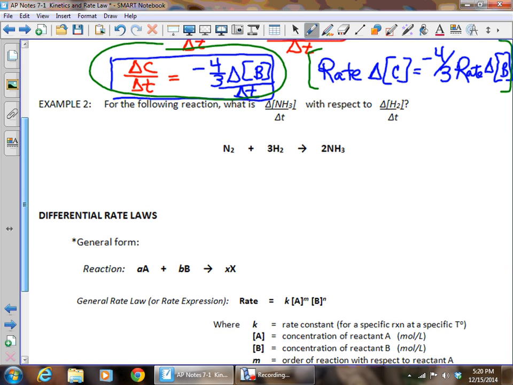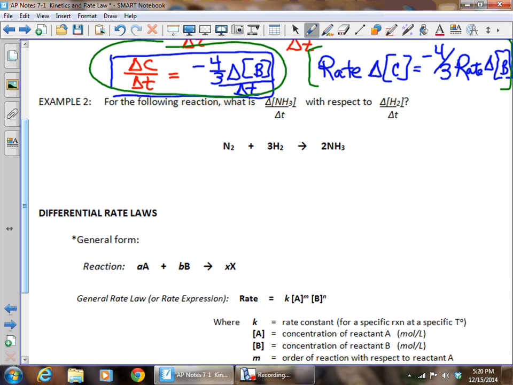Okay, so for the next part, this one asks you to find the rate of change in ammonia with respect to the rate of change in hydrogen. So again, marking both of our reactants as negative and our product as positive. This one's going to be 1 over 1, this one 1 over 3, this one 1 over 2. And we want NH3. So we're going to set that one first.